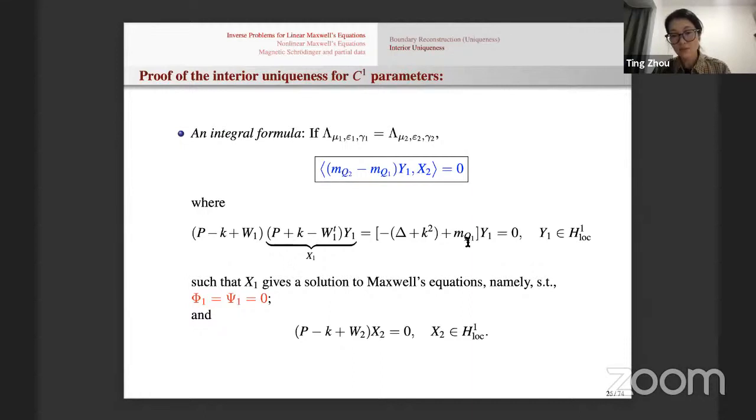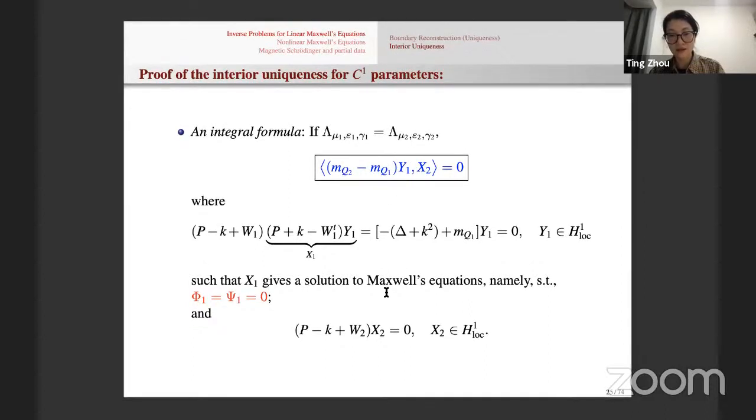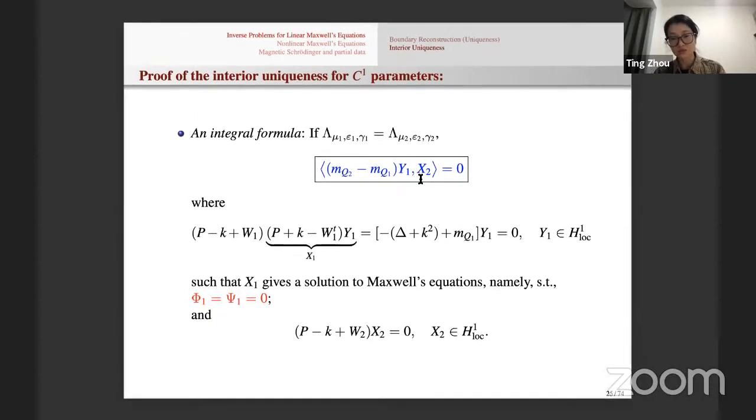There's a slight requirement here for Y1, that is, X1 has to give you the solution to Maxwell's equations. So that means phi1 and psi1 being 0. But for X2, we don't have any kind of restriction. As long as it's a solution to this first order elliptic system, even if it's not a solution to Maxwell's equations, it's fine. It's counterintuitive here, but the proof shows that you don't need to put any restriction on X2.